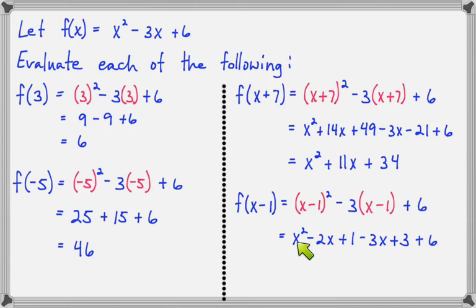Okay, now combine your like terms, you get x squared. Negative 2x minus 3x, you get negative 5x. And 1 plus 3 plus 6 gives you 10. So x squared minus 5x plus 10.